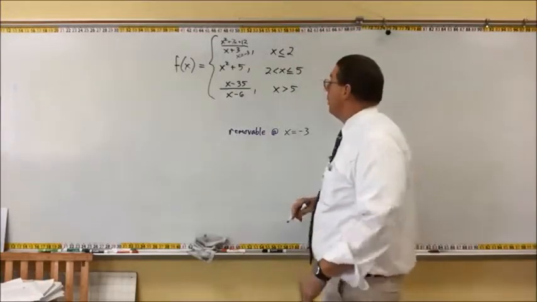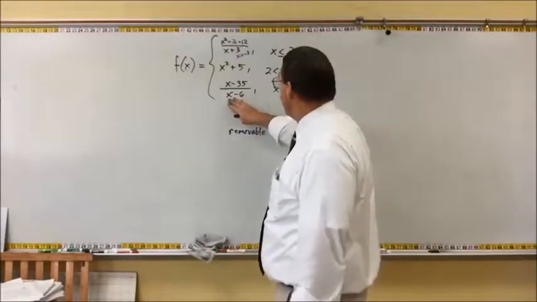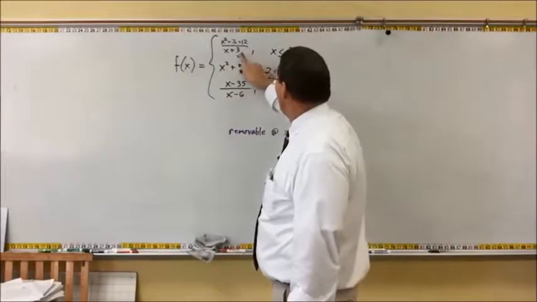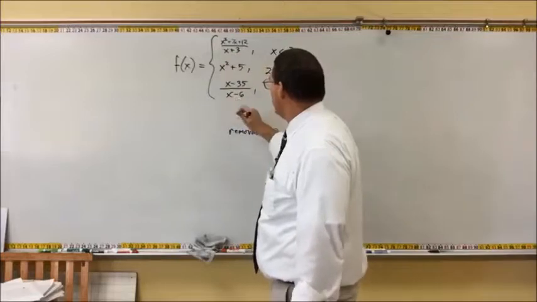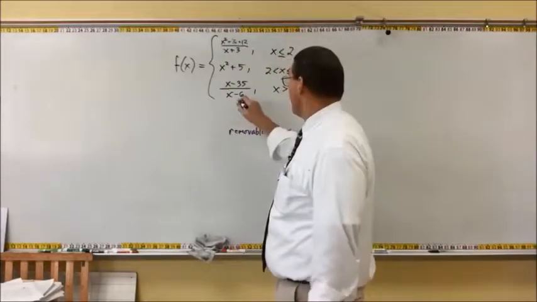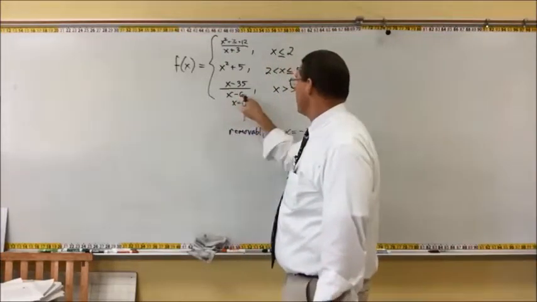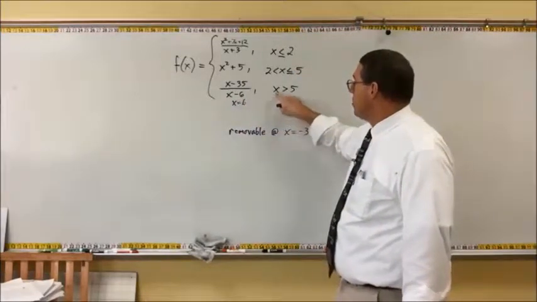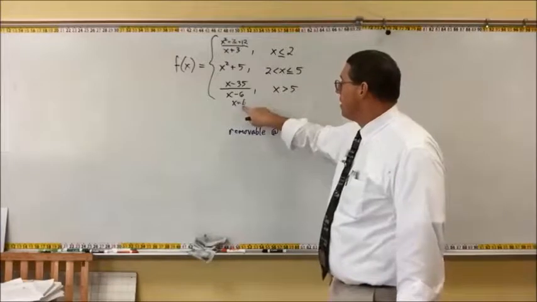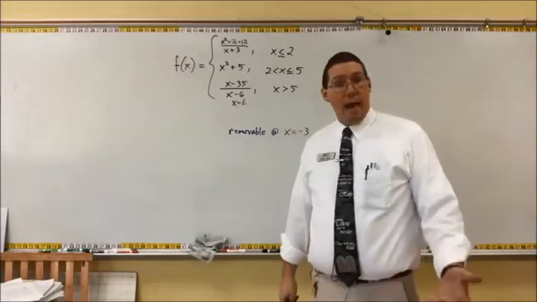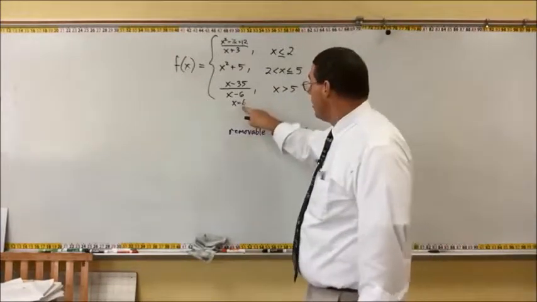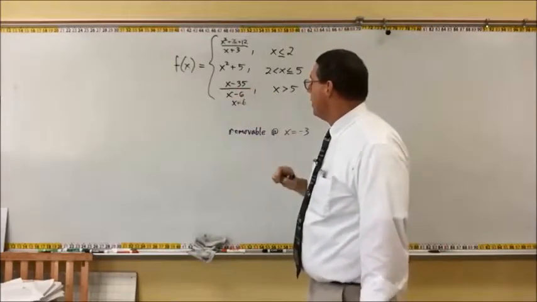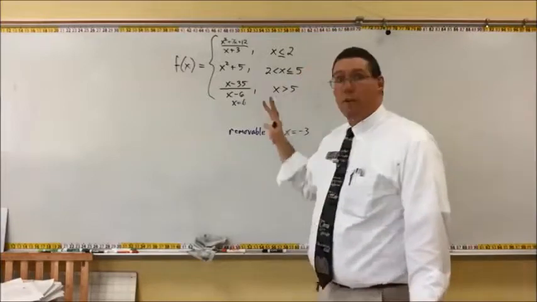Now let's move on. Let's go over to this one right here. This rational function, x minus 6 in the denominator, what would cause this denominator to equal 0? X equals 6, right? Because 6 minus 6 equals 0. Well, is 6 on this domain? This says whenever x is greater than 5. Is 6 greater than 5? Yes. Therefore, 6 is on the domain of this piece, and therefore 6 indicates a discontinuity on this function.